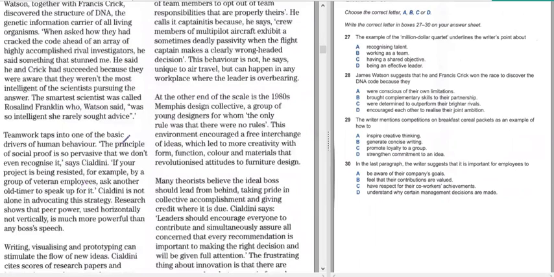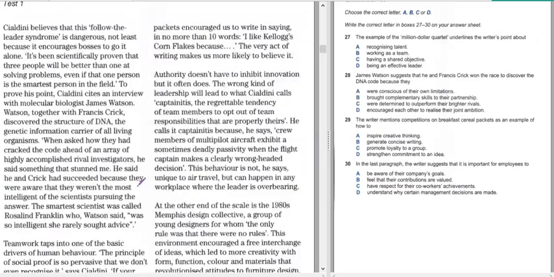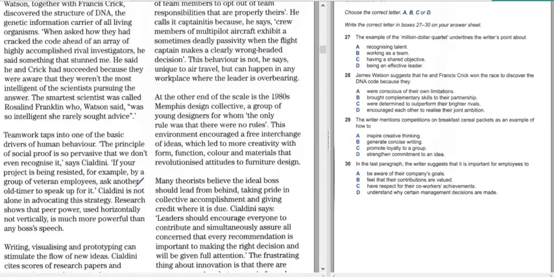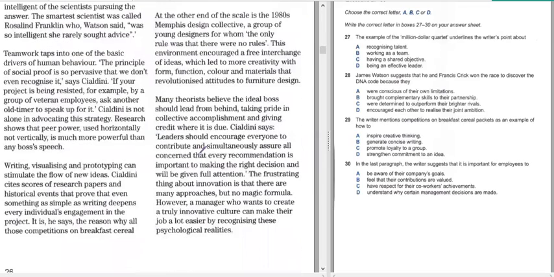No, no, no, sir. Okay. Writing, visualizing, and prototyping. It is continued till the next page, the next para. Got it. Yes. Writing, visualizing, and prototyping can stimulate the flow of new ideas. Research, he says, is the reason why all the competitions on breakfast cereal.